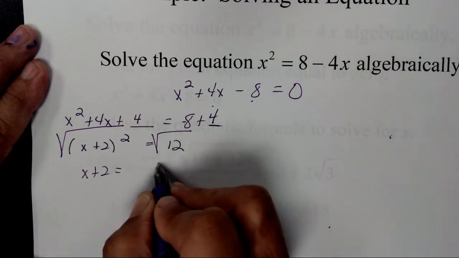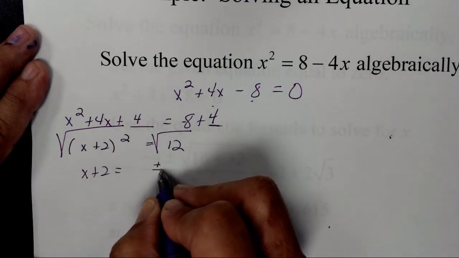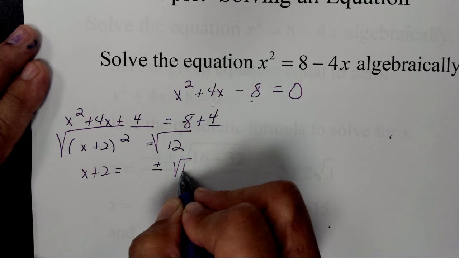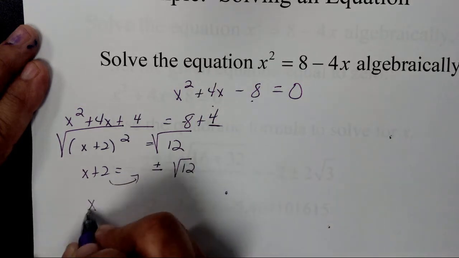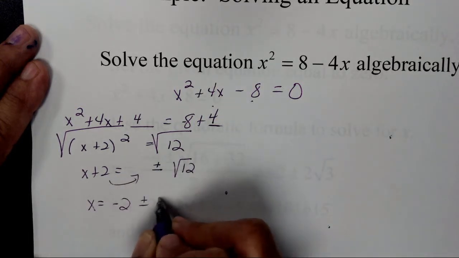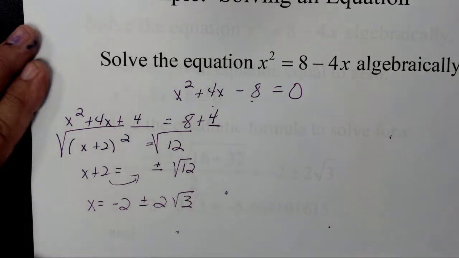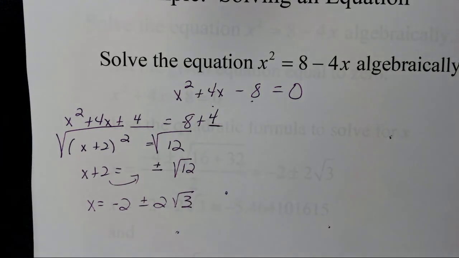What do you have to put in front of the square root? Plus or minus. And then we slide that 2 over. So -2 plus or minus 2 square root of 3. And where did 2 square root of 3 come from? Because 12 is 4 times 3. Okay? All right. Graphically, I would never be able to get that answer. I could get an approximate, but I would never be able to get that actual answer.